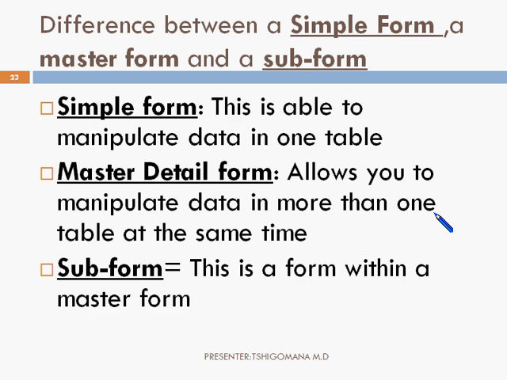The difference between a simple form, a master form, and a subform. Now, what is a simple form? A simple form is a form that is able to manipulate data in one table. In other words, the form that you have been creating now and then is a simple form because it is able to manipulate data in one table. Now, what is the master detail form? The master detail form allows you to manipulate data in more than one table at the same time. In other words, a master form is able to manipulate data in more than one table, whereas a simple form is able to manipulate data in one table.